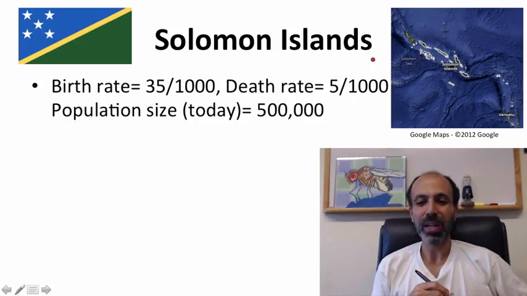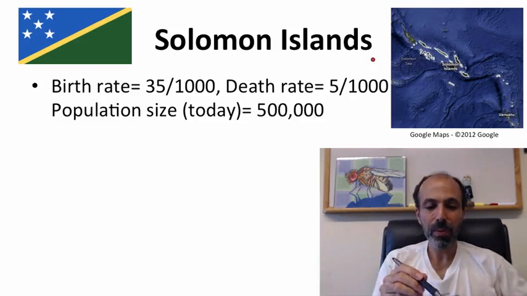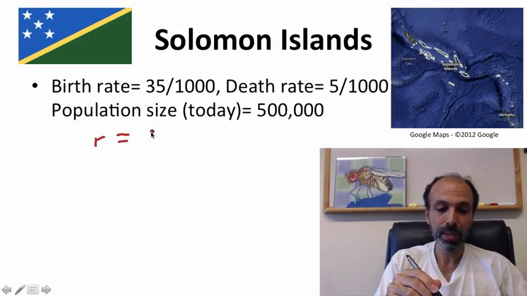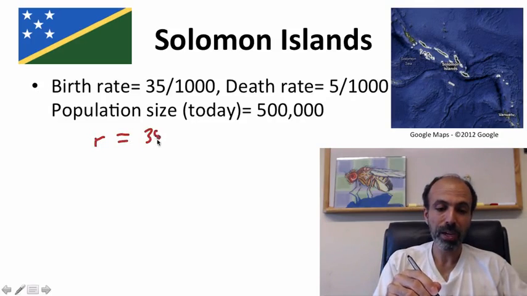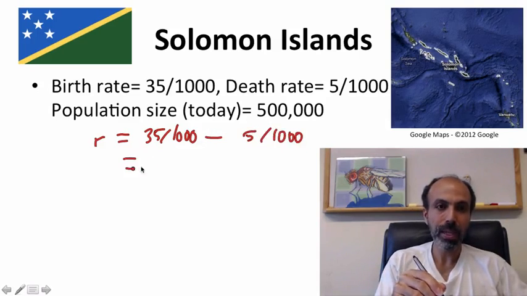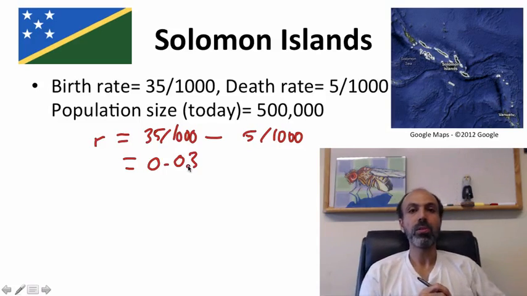Well, I hope that one wasn't too challenging. Very, very simple problem. What we want to do is calculate R. R, as I mentioned before, is equal to the birth rate minus the death rate. So it would be 35 per thousand minus 5 per thousand, which in this case comes out to 0.03. So that's your R.